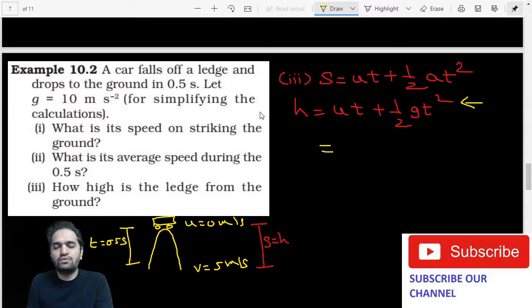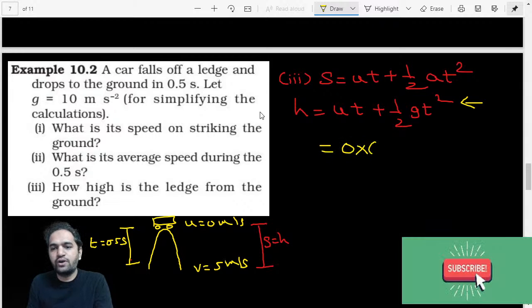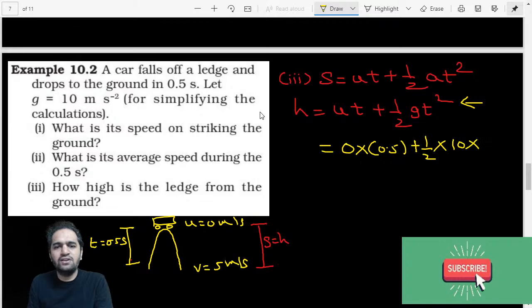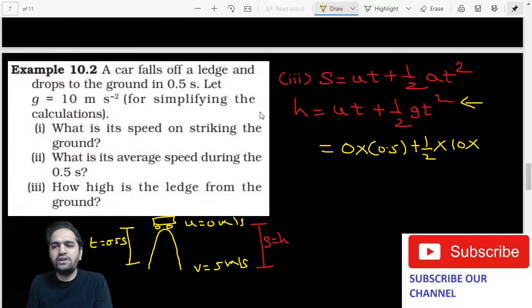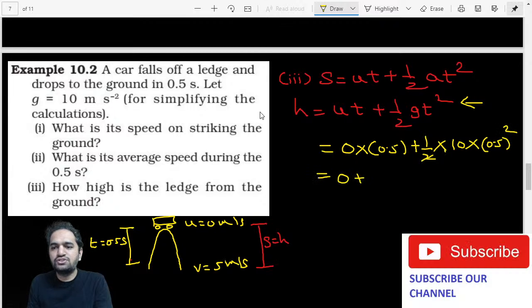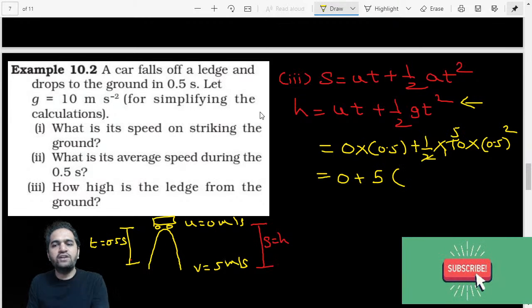H would be equal to, what is the value of u? u value is 0. What is the time value? That is 0.5. What about half? g value is 10. And t value is nothing but 0.5, so 0.5 square. This will become 0. What about this one? 2 ones are 2, 5 2s are 10, so 5 in bracket. What is 0.5 square?